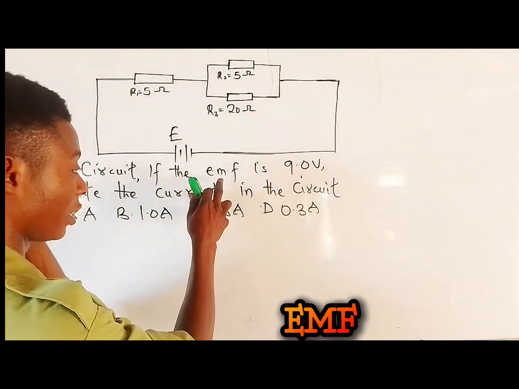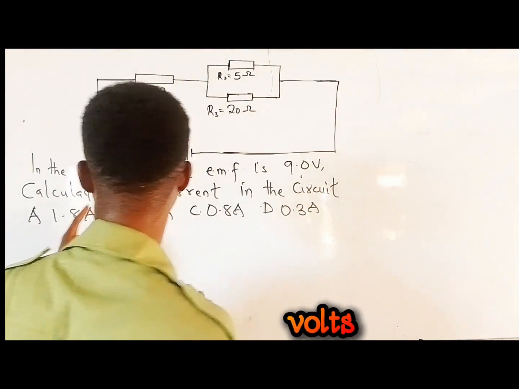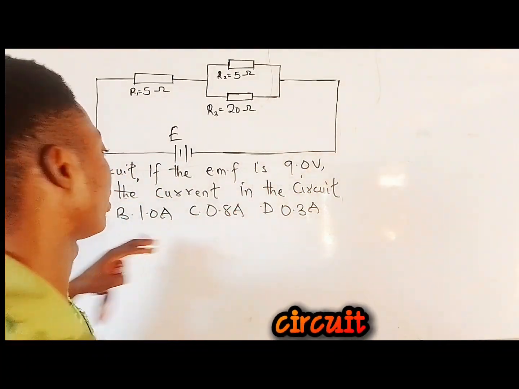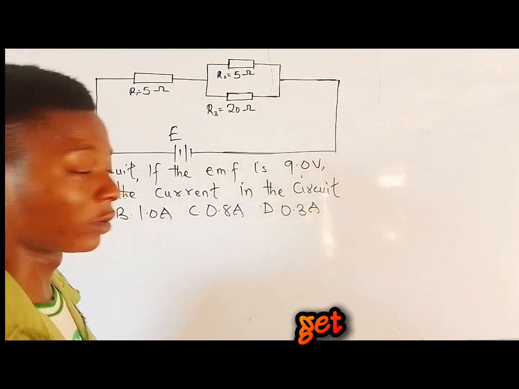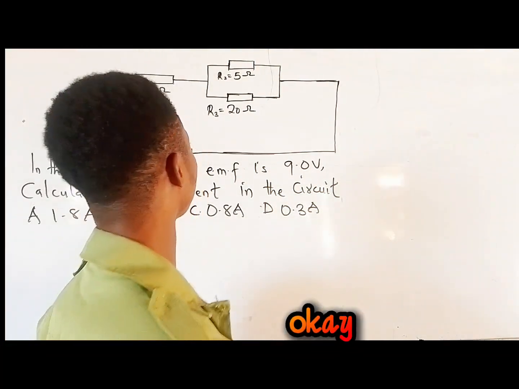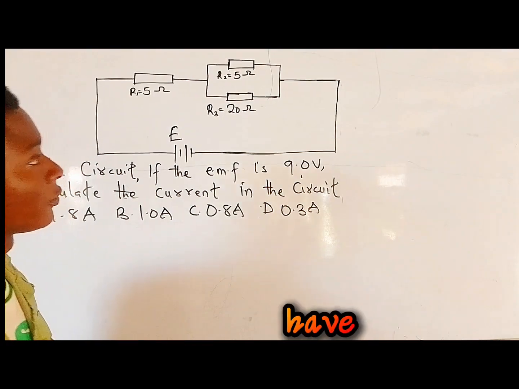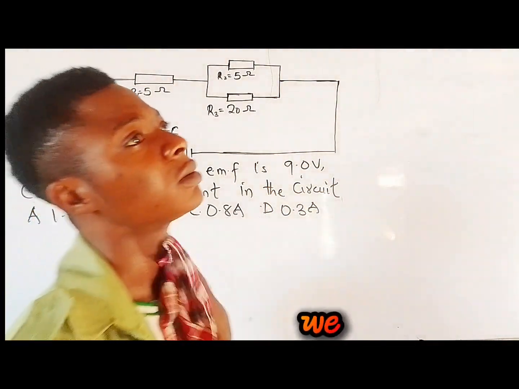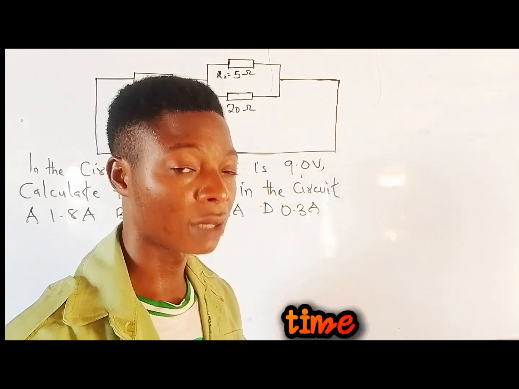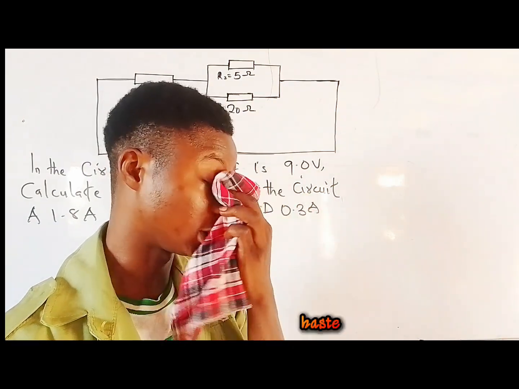In the circuit above, if the EMF, electromotive force, is 9.0 volts, calculate the current in the circuit. Then we have options. Let's see if we can get one of these. Okay, so if you have questions in circuits, there are things we need to take our time and solve. It's not something you go in haste.